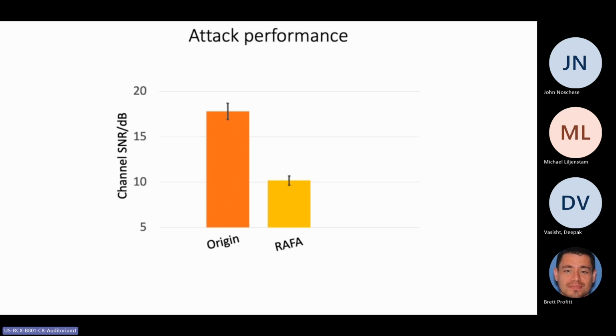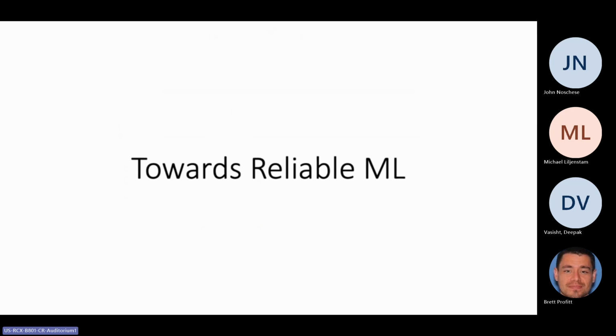So you get 7 to 8 dB loss with very small amounts of noise. And this is because this noise is carefully crafted. And in 20% of the cases, the noise is even much larger, and you go down to about 5 dB in performance. So the question is, how can we use these insights to build more robust models?